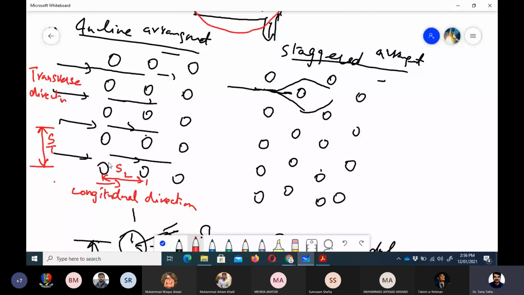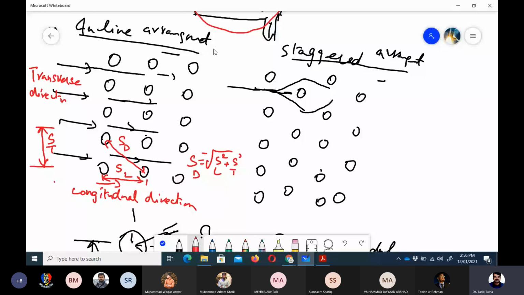If we want to determine the diagonal pitch, we can easily determine it using the Pythagoras theorem, which is SD. In this case SD is equal to the square root of SL square plus ST square. And this is only for the inline arrangement.